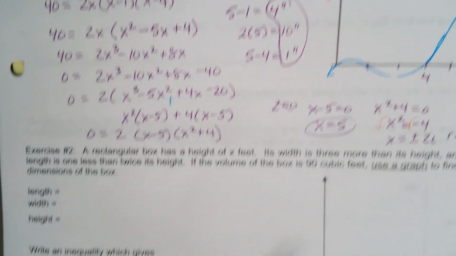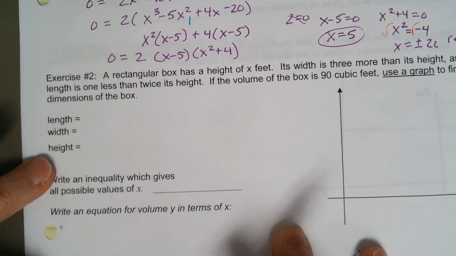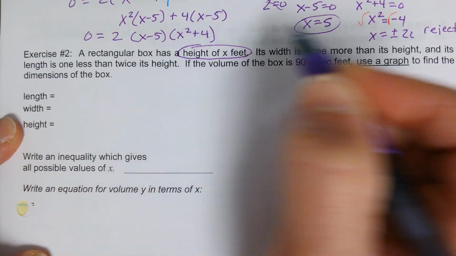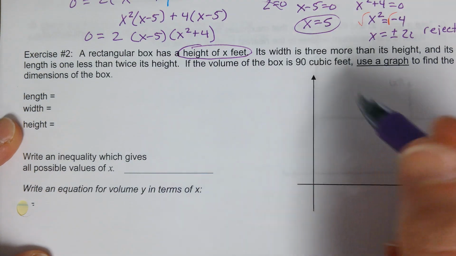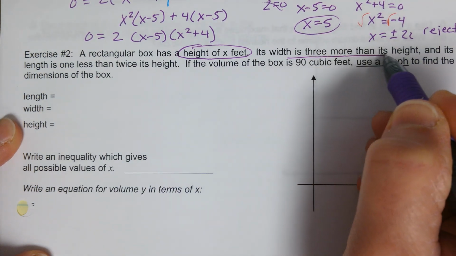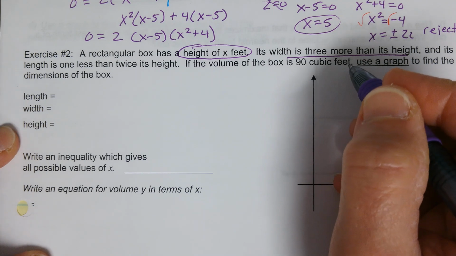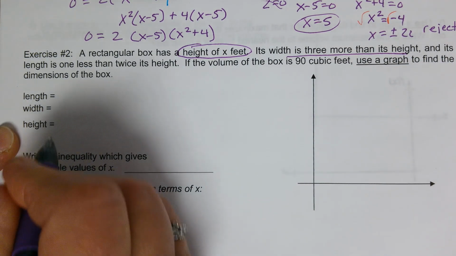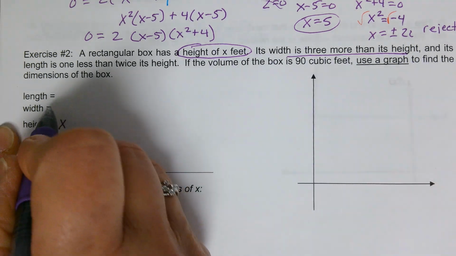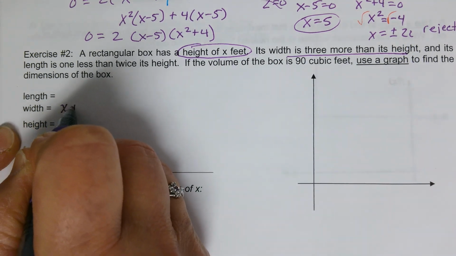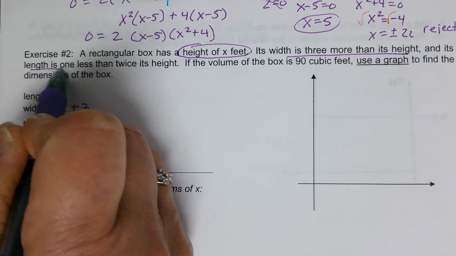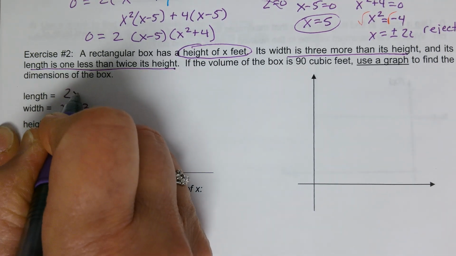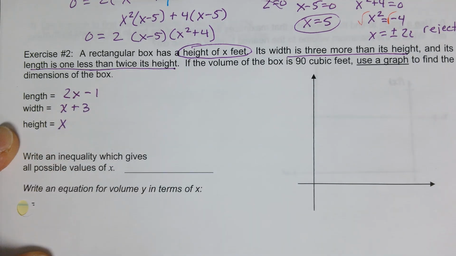Exercise number 2, a rectangular box has a height of x feet. Its width is 3 more than its height. And so I see this here, its width is 3 more than its height, so that would be x plus 3. And its length is 1 less than twice its height. So twice its height less 1, minus 1, is the length.